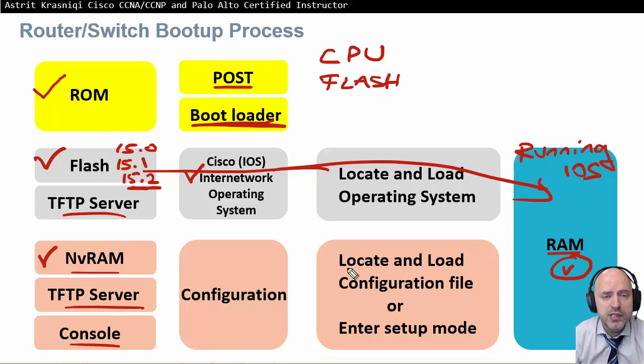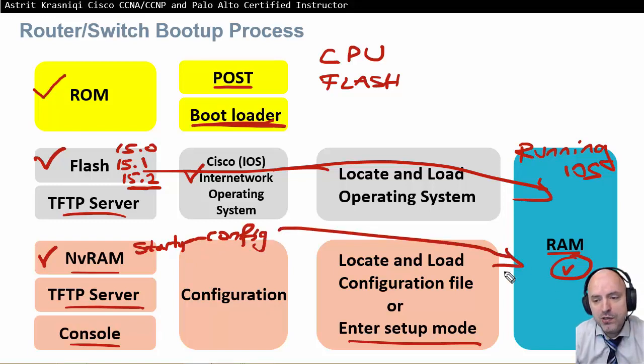For example, if there is no startup configuration file, we will enter the startup wizard, the configuration wizard. Now in NVRAM, for example, it's called a startup config, and then once we load it into RAM, it's called running config. Other stuff that we're going to find in RAM is a routing table, for example. There are going to be ARP tables and so on.